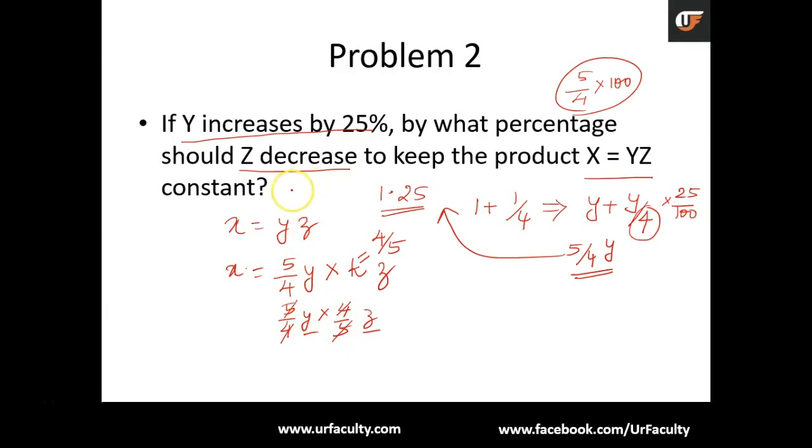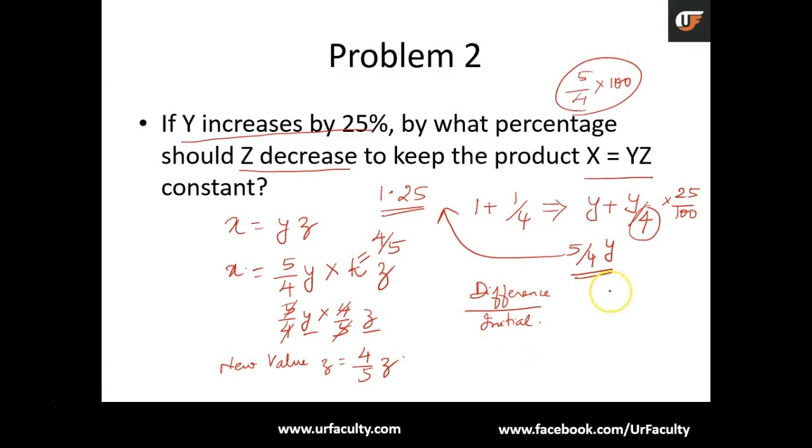So what is the term? At least we know that the new value of z is equal to 4 by 5 of z. Now, what does this mean? How do we solve such questions? We need to apply the same concept: difference by initial value.